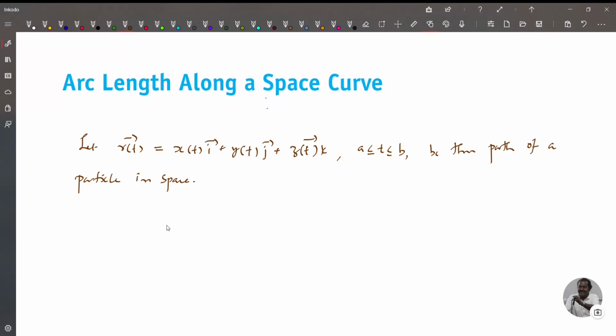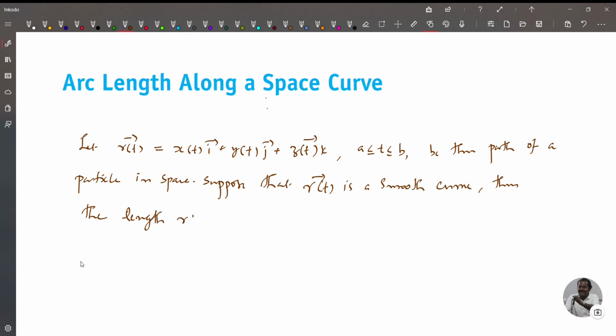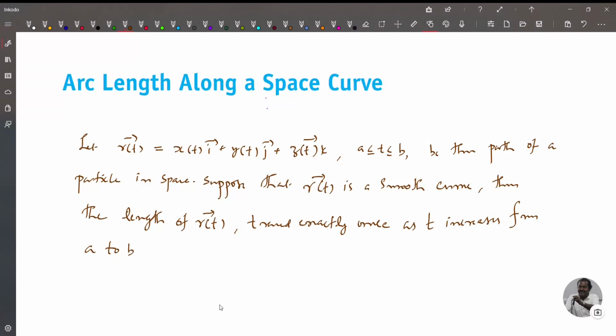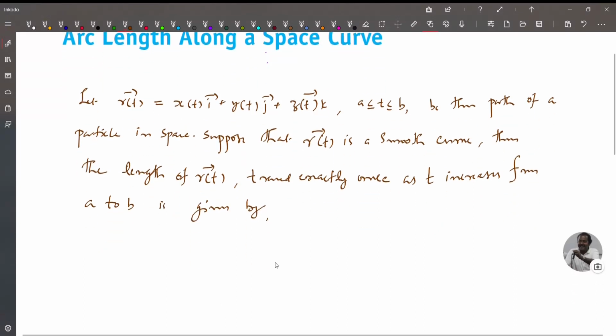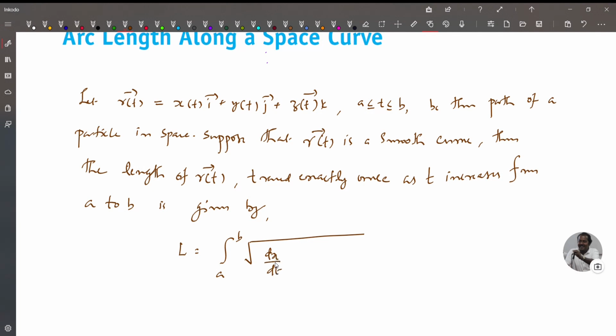Suppose that r of t is a smooth curve. Then the length of r of t traced exactly once as t increases from a to b is given by L is equal to integral a to b square root of (dx by dt) the whole square plus (dy by dt) the whole square plus (dz by dt) the whole square dt.